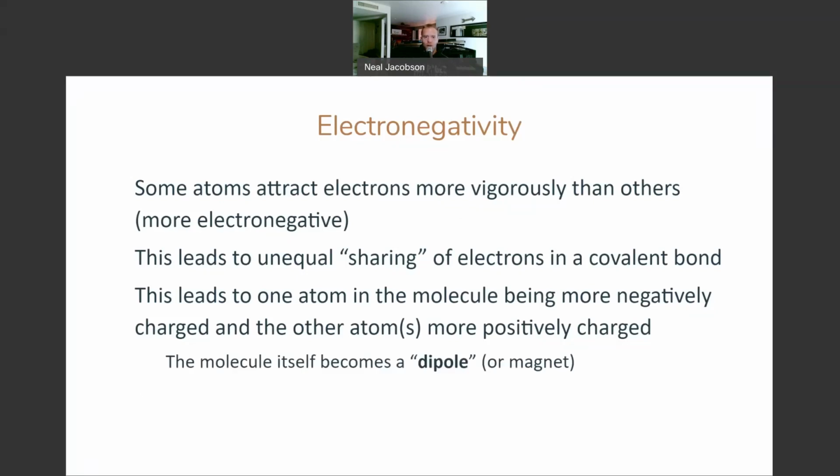And we call that magnet a dipole, right? But the bond is called a polar covalent bond. So remember, non-polar covalent is where they share electrons equally. The electron charge is spread out evenly over the molecule. But a polar covalent bond is where it's polar. It creates a dipole or a magnet.